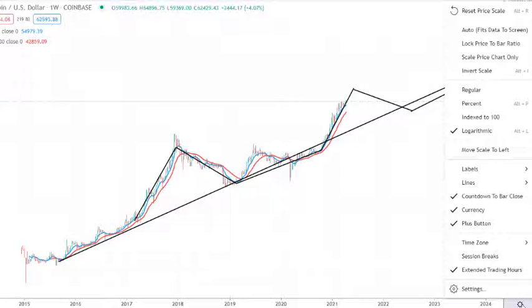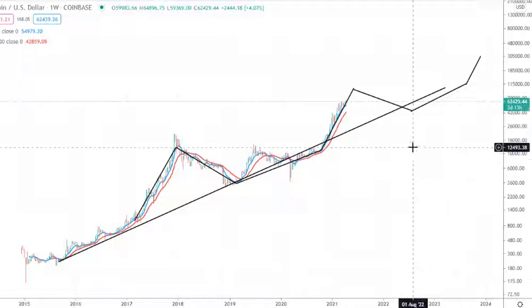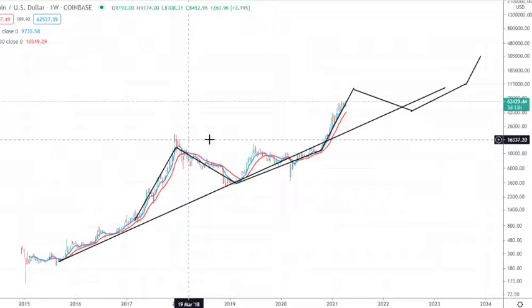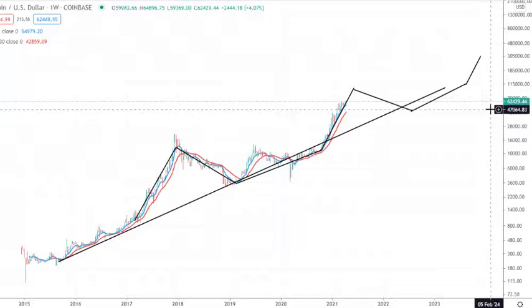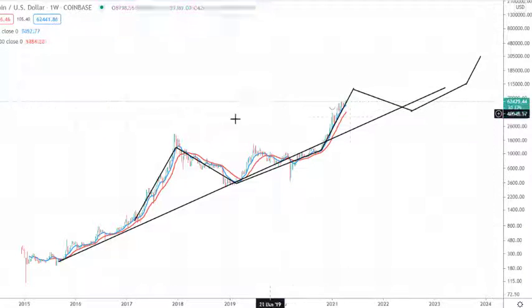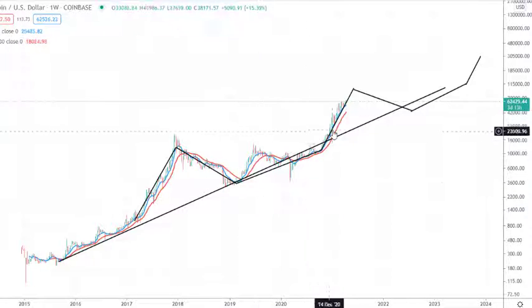You can go down here and change your scales, whether you're going to use regular, percentage, indices, or logarithmic. And anytime we have these huge moves in a stock, or I'm looking over extremely large time frames, going back to 2015 here for Bitcoin, and I want to look out to 2025 here, I tend to use the logarithmic scale as it seems to make these charts much clearer to analyze.